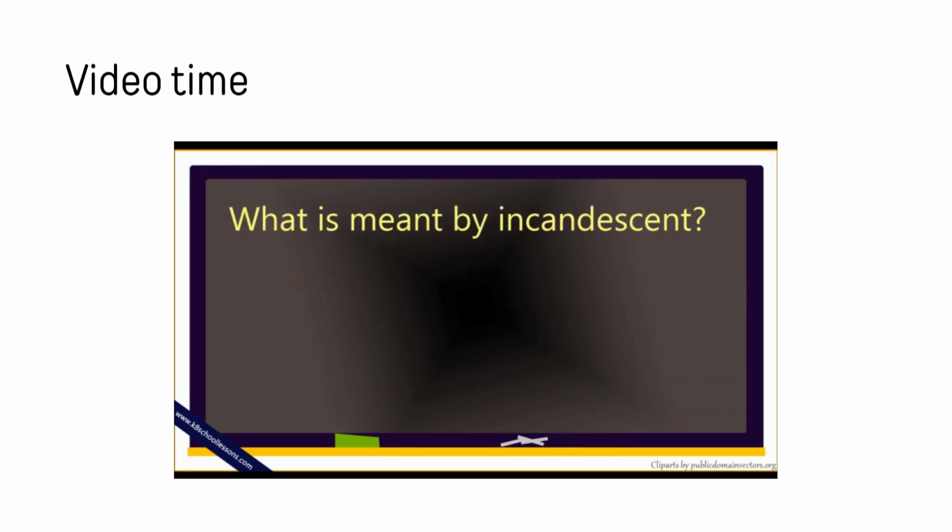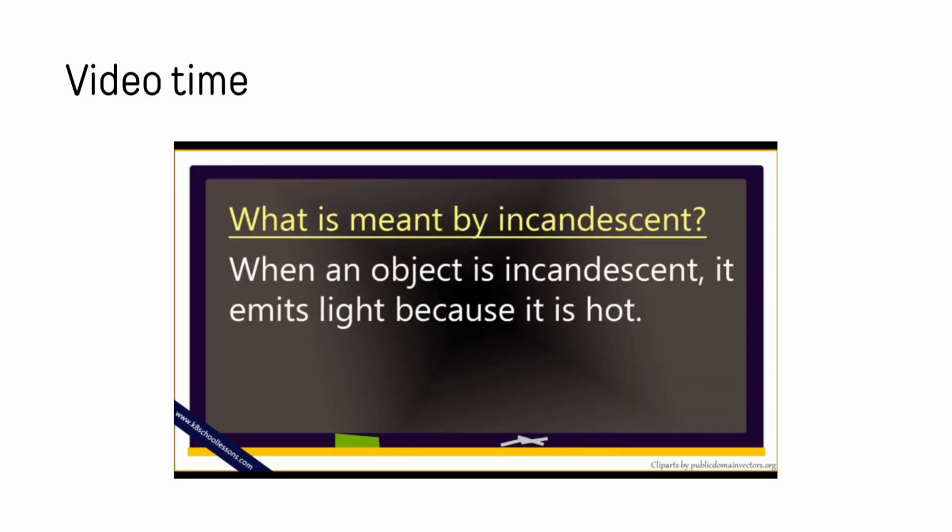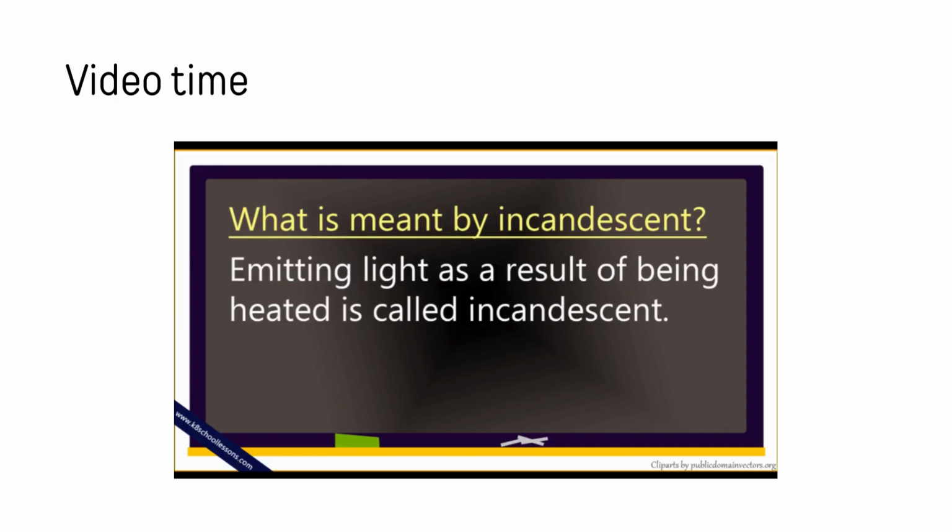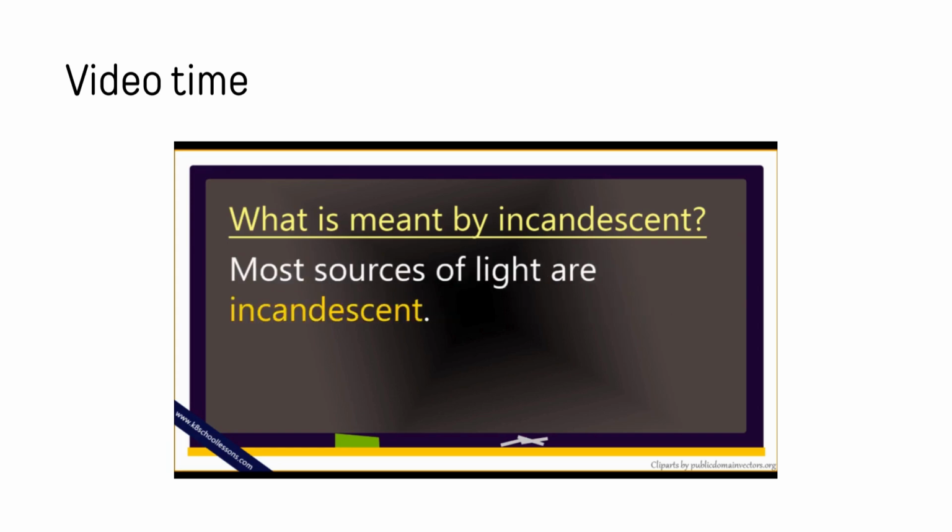What is meant by incandescent? When an object is incandescent, it emits light because it is hot. Emitting light as a result of being heated is called incandescent. Most sources of light are incandescent.